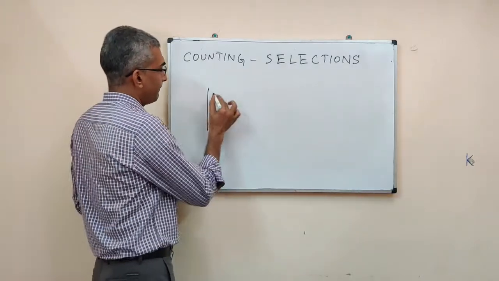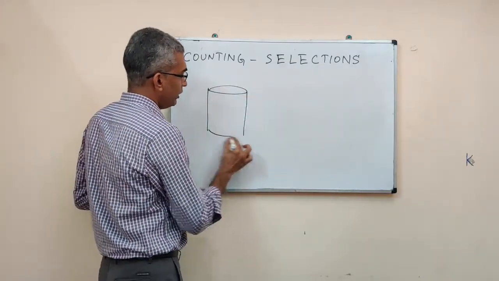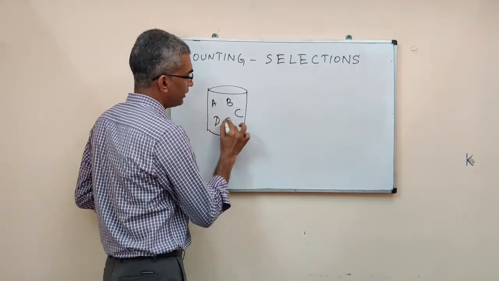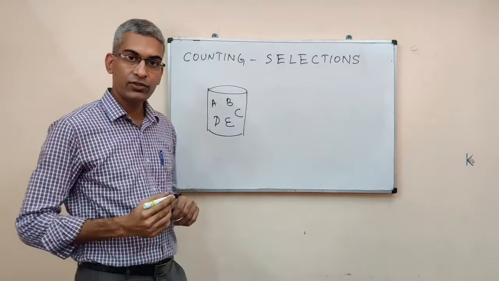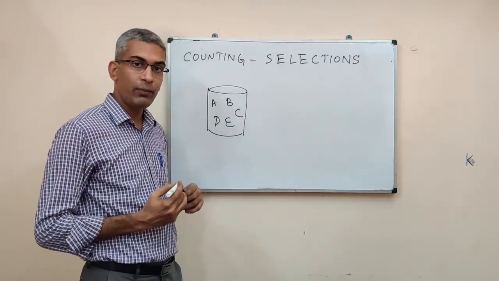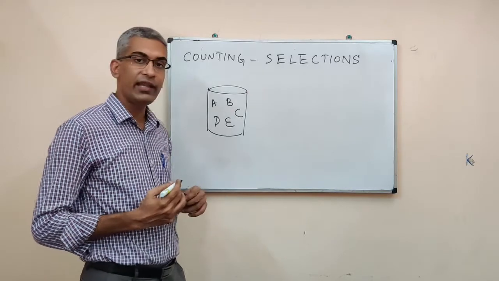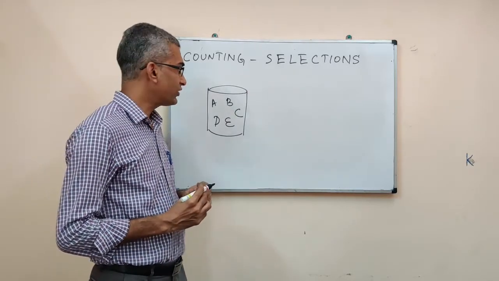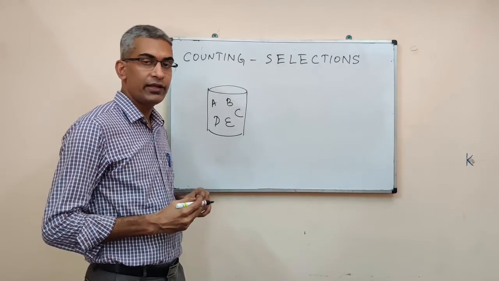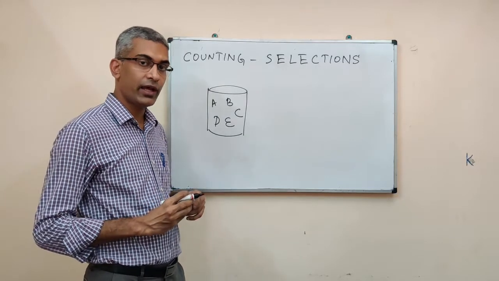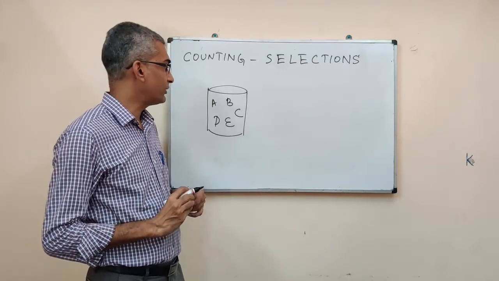Let us say there is a container in which there are five plain plastic letters, the letters that children usually use to play with. Five plastic letters, 1A, 1B, 1C, 1D and 1E. The question is, in how many ways can you arrange two letters from this box in a line? How many ways are there in which you can arrange two letters from this box in a line?